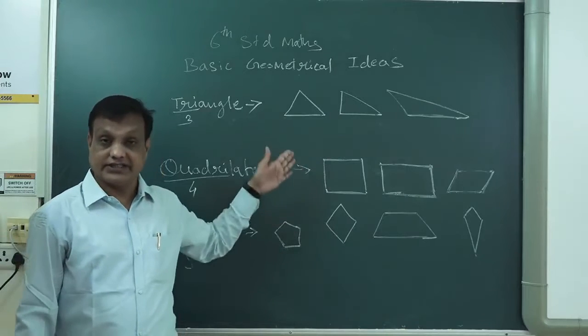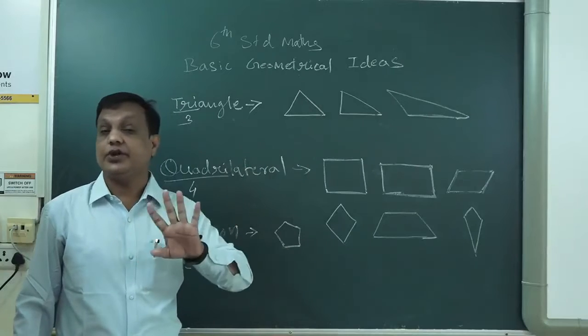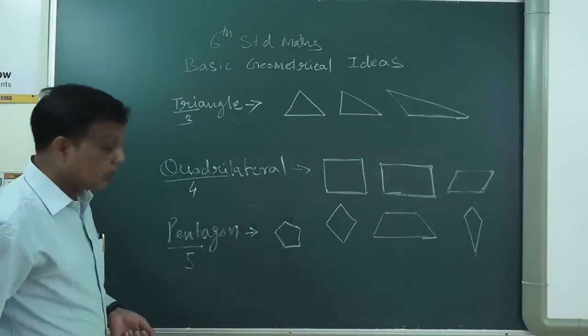Now understand polygon and curve. I have given here an example of different polygons, and for the curve, the circle is not a polygon.